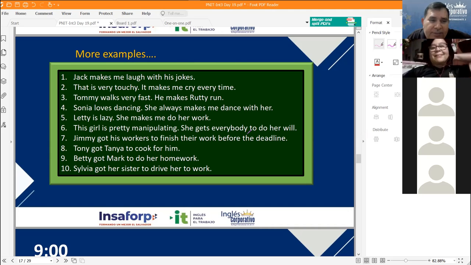Now, this girl is pretty manipulating. She is very manipulating. She gets everybody to do her will. Teacher, what is will? Voluntad. Su voluntad. Okay? She gets everybody to do her will. Everybody does what she says. Okay? She gets everybody to do her will.